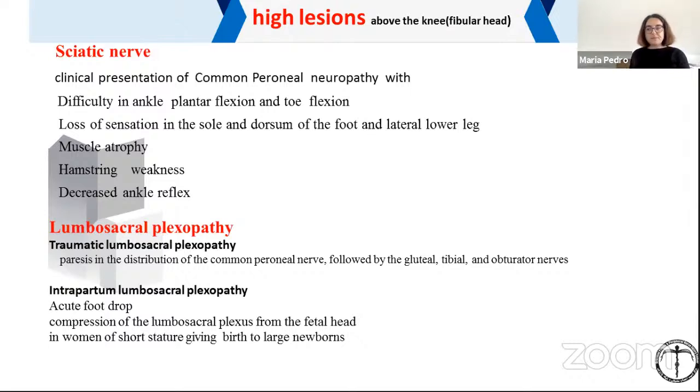Foot drop may also be seen in lumbosacral plexopathy. Traumatic lumbosacral plexopathy typically causes palsy in the distribution of the common peroneal nerve and the gluteal, tibial, or obturator nerve. There is also an acute foot drop from intrapartum lumbar plexopathy, in which the fetal head presses against the pelvic rim, and acute foot drop will occur.